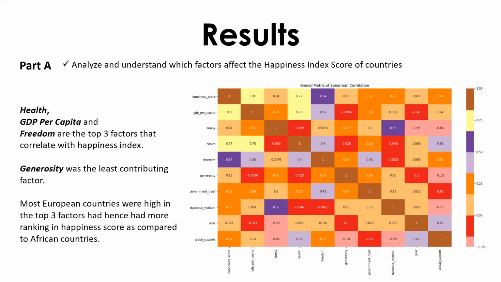For part A, when we analyzed which factors affect the happiness index score of countries, we came to realize that health, GDP per capita, and freedom were the top 3 factors, with generosity being the least contributing factor. This seemed pretty obvious since most of the European countries are high in GDP and hence were also high in their happiness index score as compared to African countries.